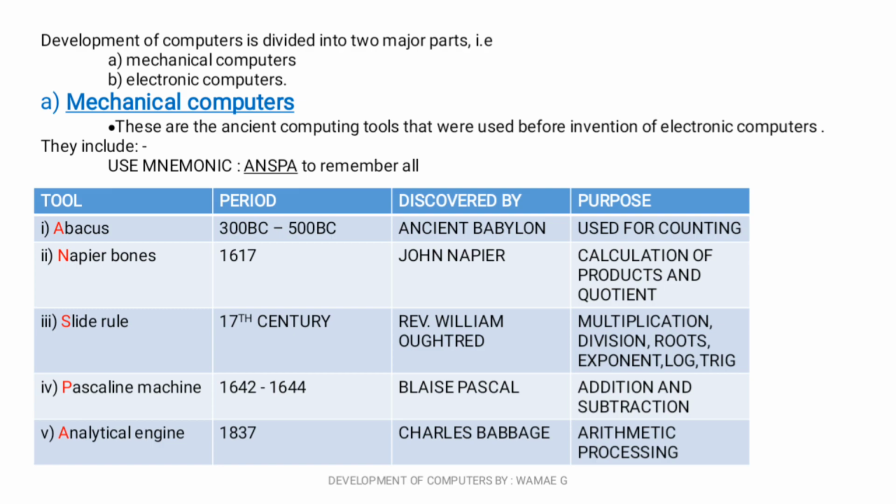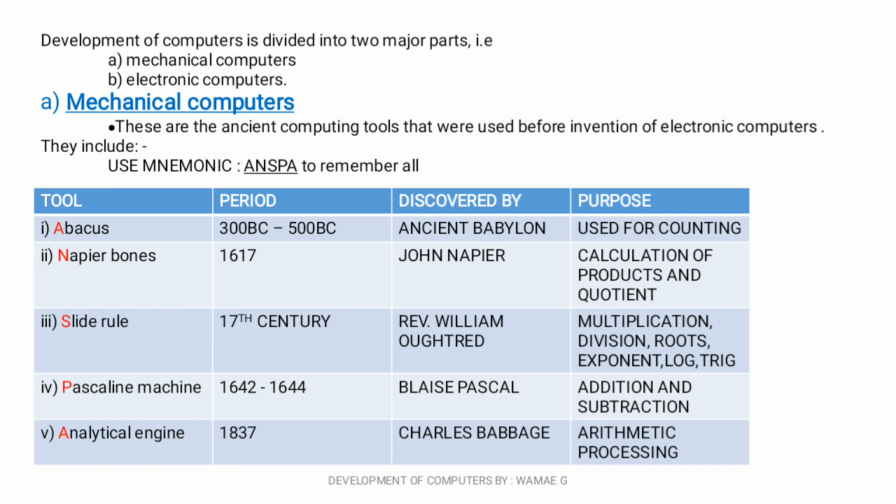The next one was the Pascaline machine, which was invented in 1642 to 1644. This was invented by a scientist and a mathematician by the name Blaise Pascal at the age of 19 years. Pascaline machine was used for addition and subtraction.